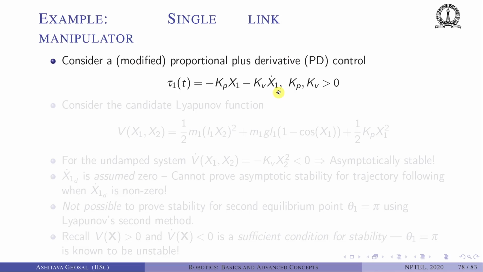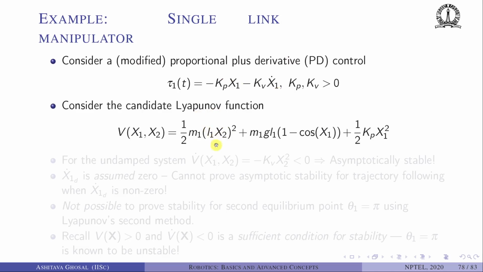In fact, we'll see later that there are no known results when you have a desired rate of change of x1. Okay, so now let's consider again candidate Lyapunov function, which is the kinetic energy plus potential energy plus this half Kp x1 squared. So for the undamped system, now we can see that V dot (x1, x2) is minus Kv x2 squared, which is less than 0. Okay, so there is no damping in the system, but there is a derivative controller. There is a derivative part of the control, and due to this derivative control, which is minus Kv x1 dot, we get asymptotic stability.